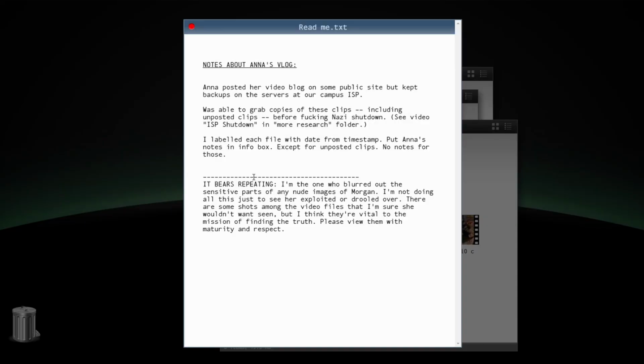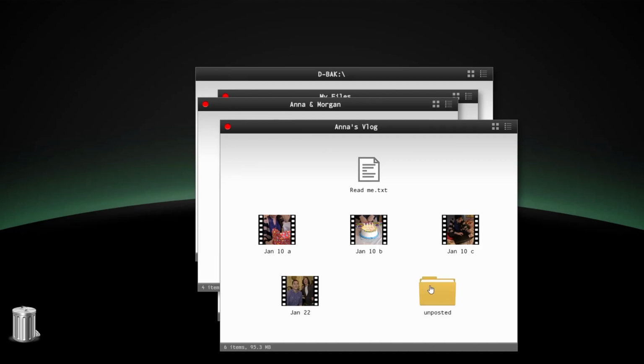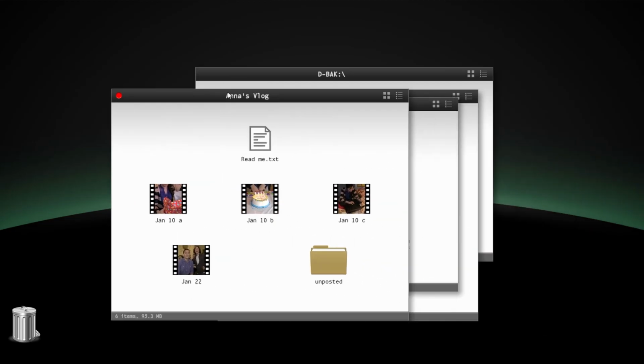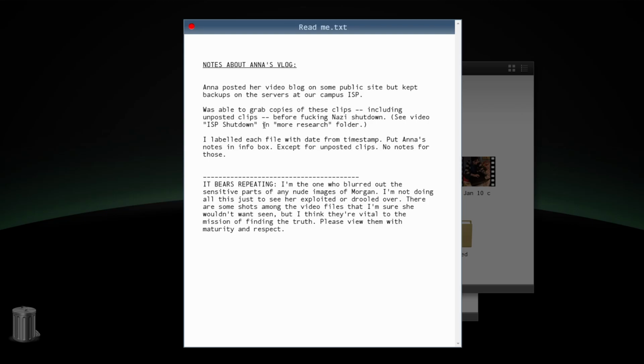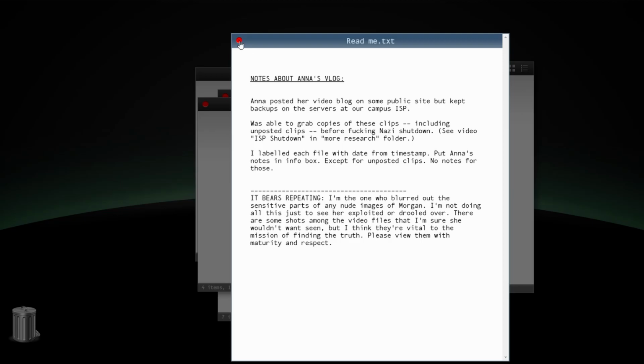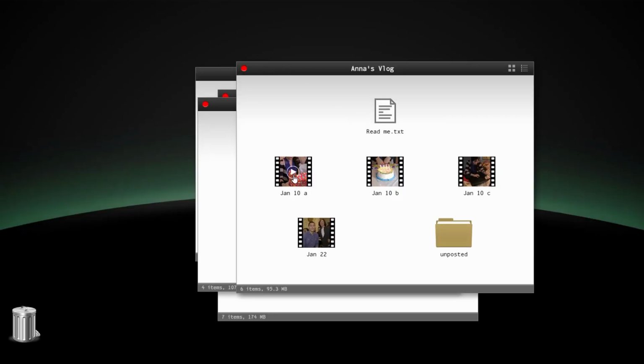Oh, what was that? I'm probably going to get jump scared. That's what that was. It bears repeating. I'm the one who blurred out the... Okay, that's the same kind of disclaimer thing from before. All right, let's just look through these. Wait, he said... More research folder talks about the ISP shutdown, so we'll check that out in a little bit. Okay, let's begin with January 10th.